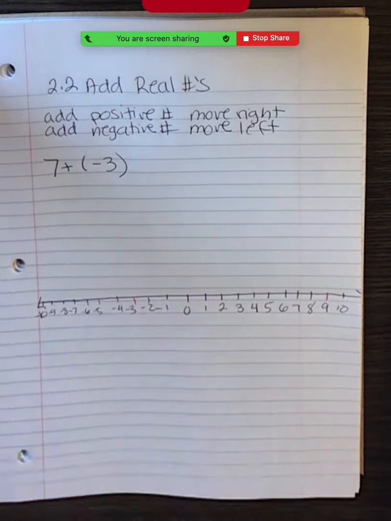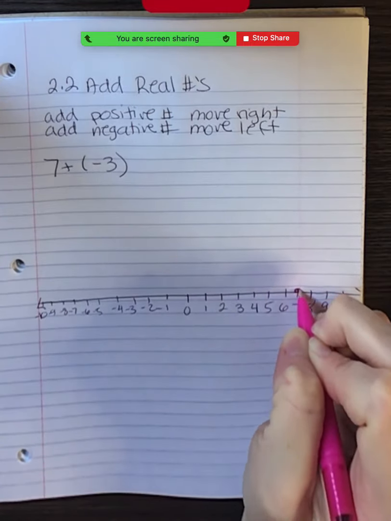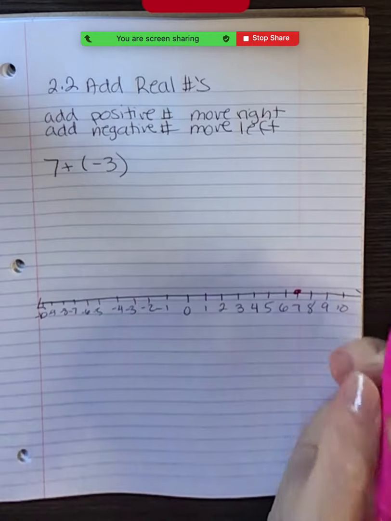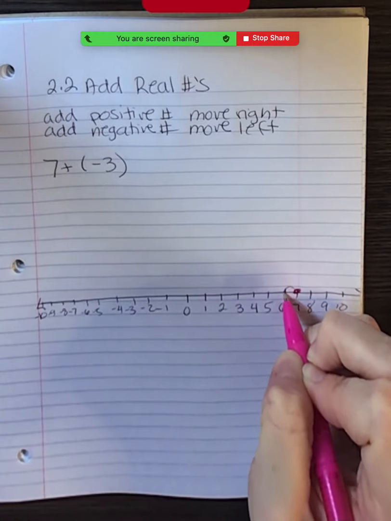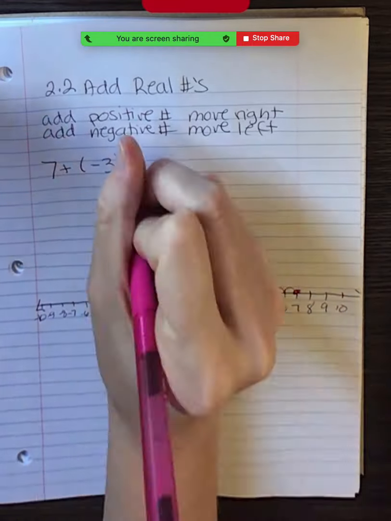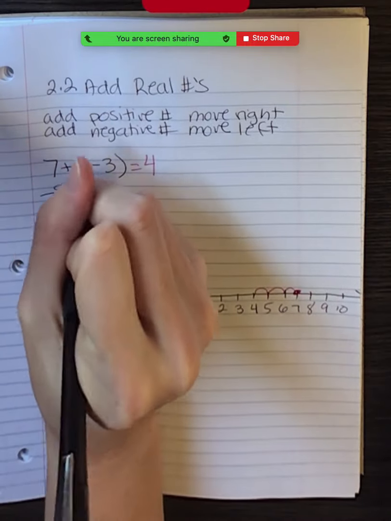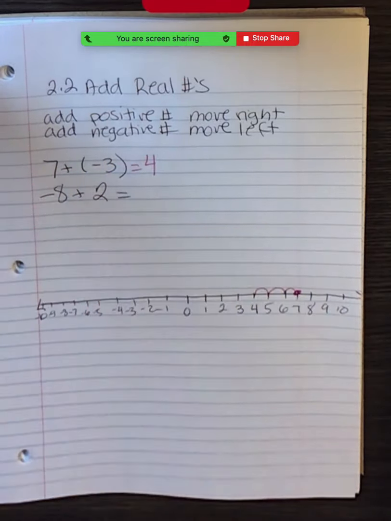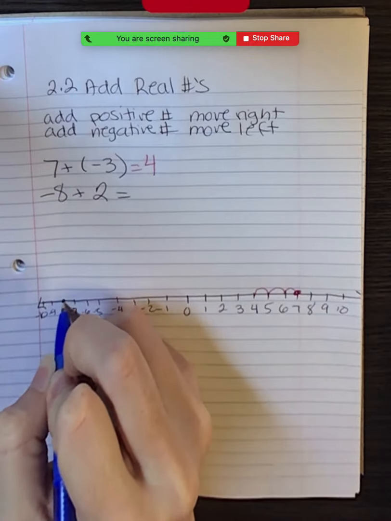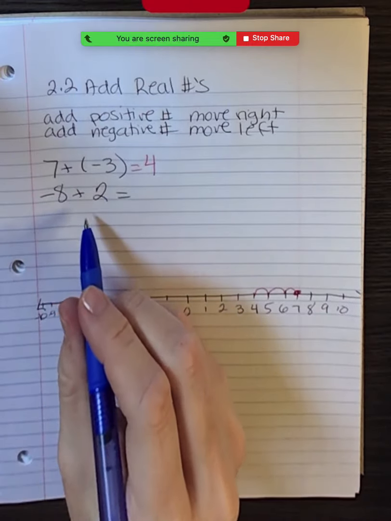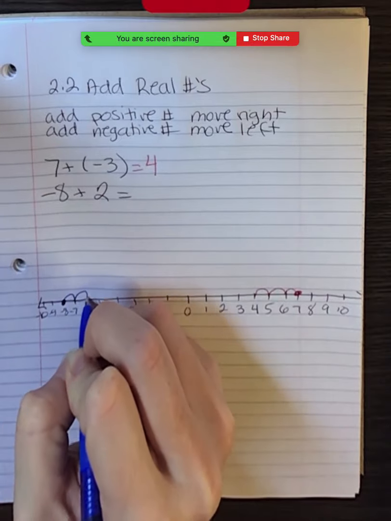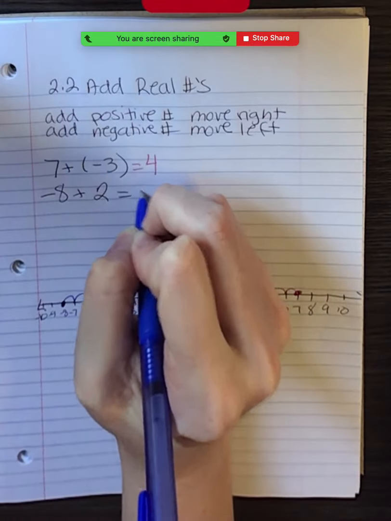Okay, so 7 plus negative 3. On our number line, we start at 7. You're adding negative 3, so you're moving to the left 3 units. So 1, 2, 3. That's going to equal 4. If we do negative 8 plus 2, that means you start at negative 8, adding a positive number, so you move 2 to the right, so you get negative 6.